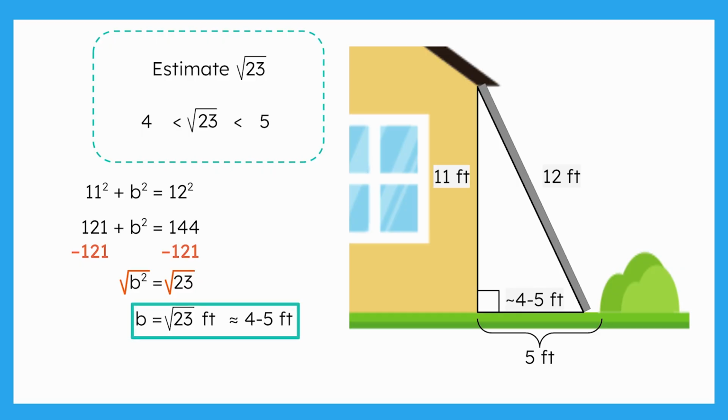So, can I reach my gutters without running into my flowers? Yes! We found that the base of the ladder will be between 4 and 5 feet away from the house, and my flower bed is 5 feet away from the house. It'll be a little tight, but my flowers will survive.